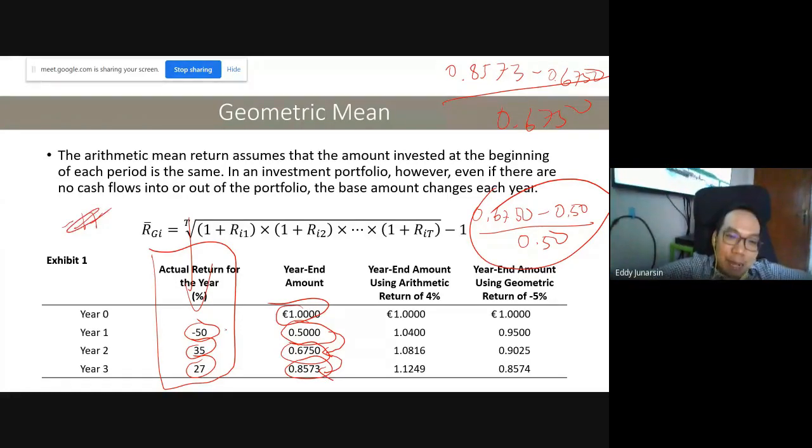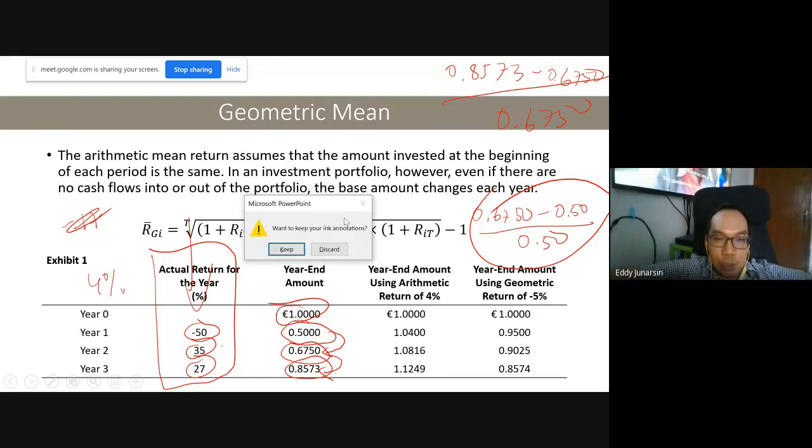4%, right? Because minus 50 plus 35 plus 27 is what? 12. Yeah, 12 divided by 3 is 4%. Okay, so the arithmetic average is 4%. Agree, right? 4% is the arithmetic one, the common average. And it doesn't make sense, right? Because 4% per year, at the end of 3 years, it should be what?